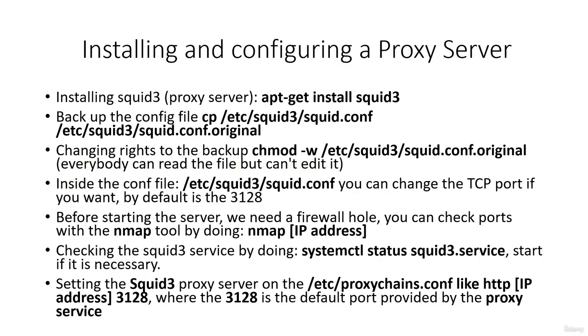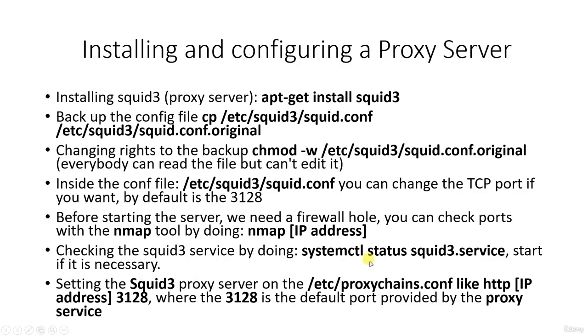Inside this configuration file, you can change the TCP port if you want. By default the TCP port will be 3128. Before starting the server, we need a firewall hole. You can check ports with Nmap, as we all know what Nmap is. The Nmap tool is also pre-installed on Kali Linux machine, so just use it, by doing nmap followed by the IP address of that machine.